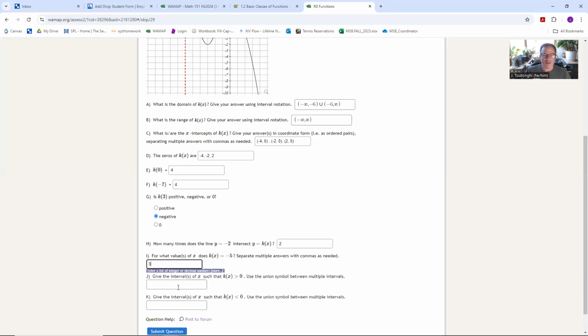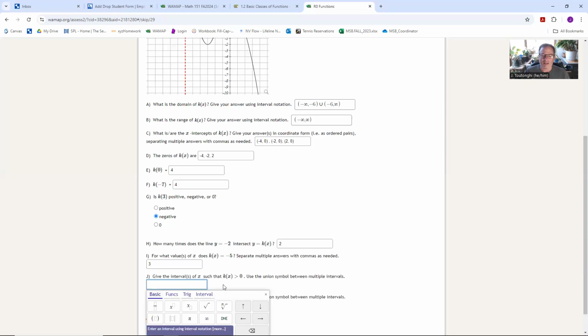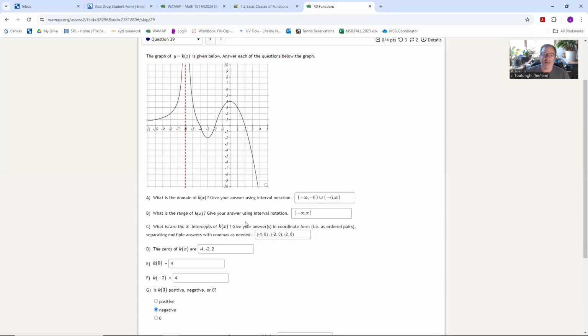Give the intervals of x such that k of x is positive. Use the union symbol between multiple intervals. So the function is positive, and this part of the graph is all positive. That's when x goes from left to right, from negative infinity to -6. We're not going to include the -6 because it never touches there. And then another interval is going to start at -6 and go over till it gets here to -4.